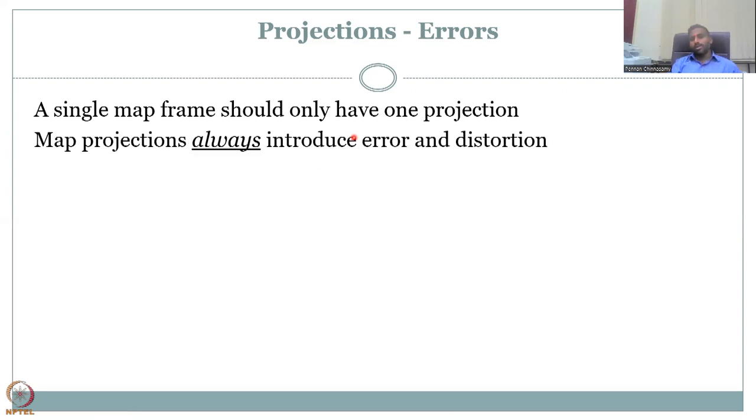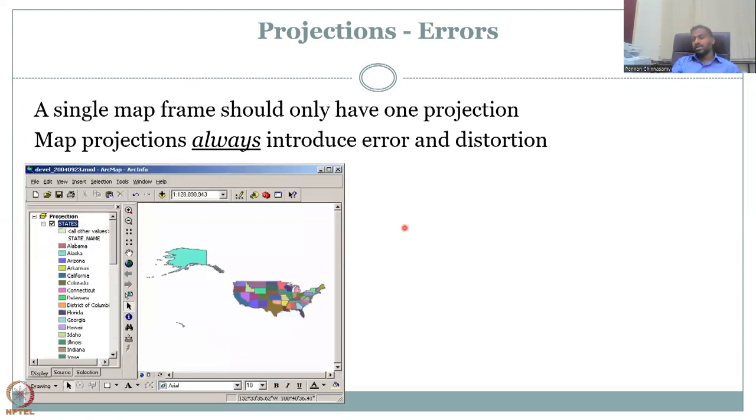Map projections always introduce errors and distortion. Always, it's underlined. Because you are converting a very complex 3D object into a 2D space. So it is not going to be easy. However, we do the best. Why? Because this GIS software is usable for doing calculations, analysis, etc., whereas a 3D model cannot.